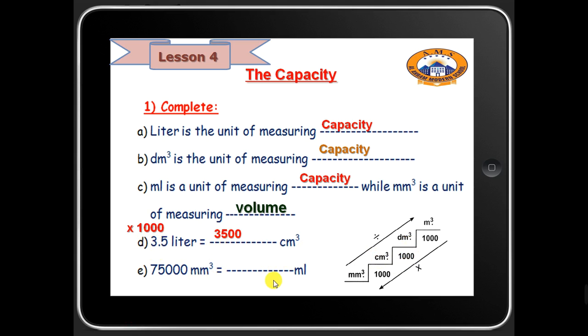And from the cubic millimeter to the milliliter, here from the small to the big, we're going to divide by 1000. Very good. Here the millimeter is the small unit, and I want to go up to the cubic centimeter. As I told you, the milliliter is the same as the cubic centimeter, so we divide by 1000. We cross these 3 zeros out, and the answer is going to be 75 milliliters.